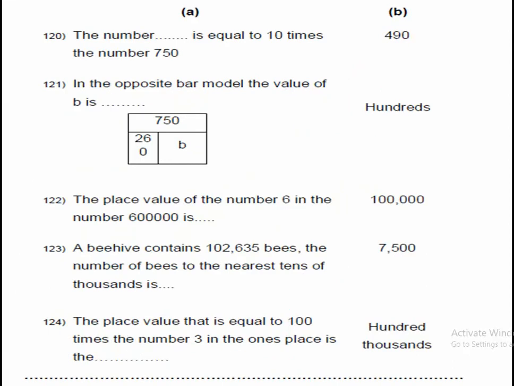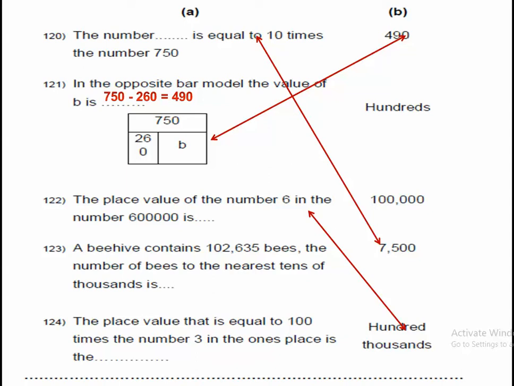The number A is equal to 10 times 750. We will multiply 750 by 10, it will be 7,500. In the opposite bar model, the value of B is a part, so we will subtract 750 minus 260, it will be 490. The place value of the number 6 in this number is 100,000.